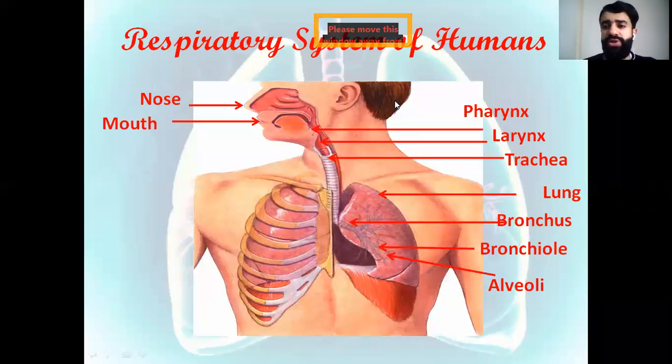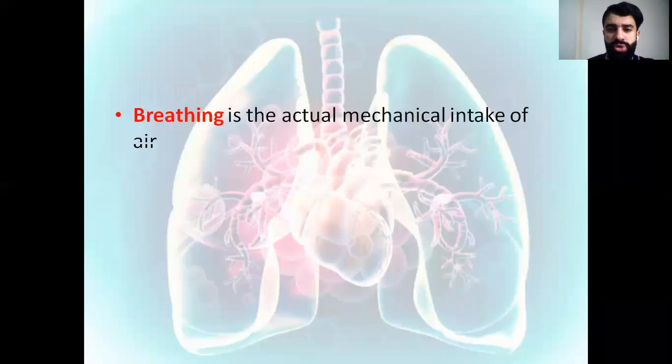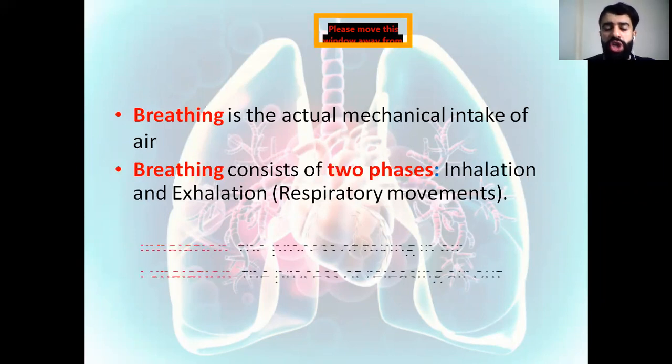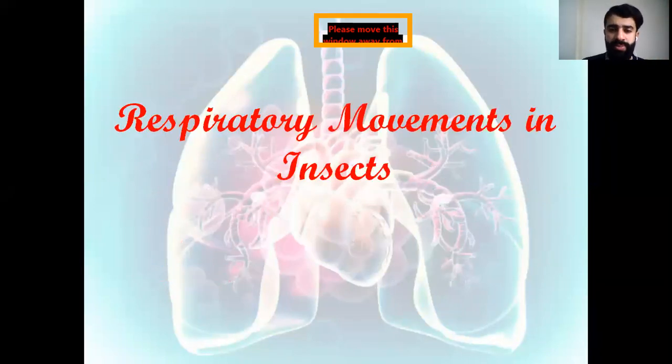Here we have the respiratory system of humans, and the most important organ is the lung. You have to know that breathing consists of two phases, inhalation and exhalation. They are known as the respiratory movements. Inhalation is the process of taking in air, while exhalation is the releasing of air outside the body.